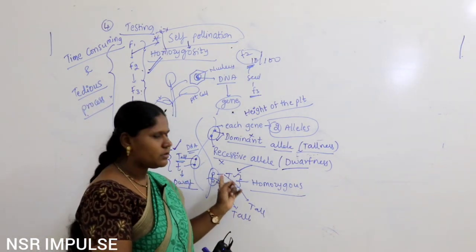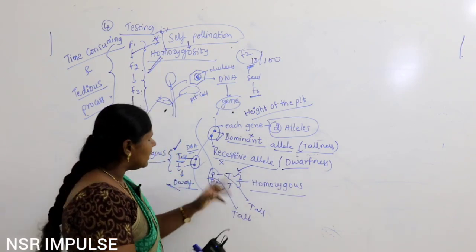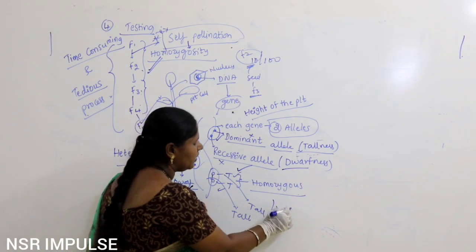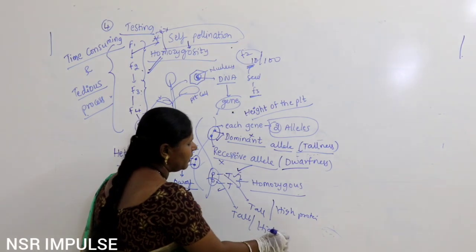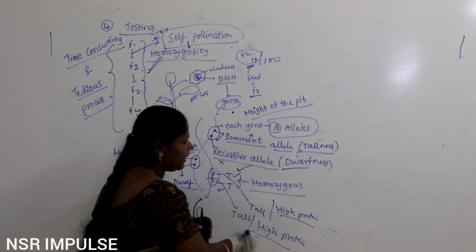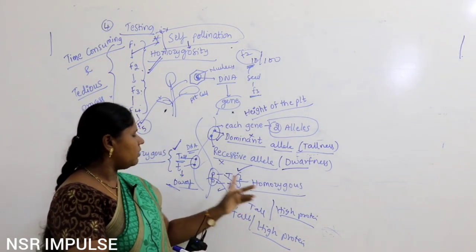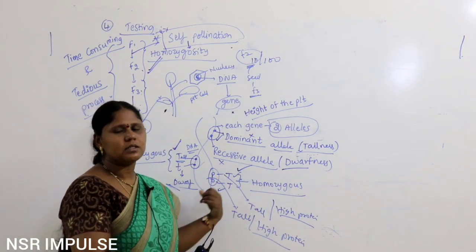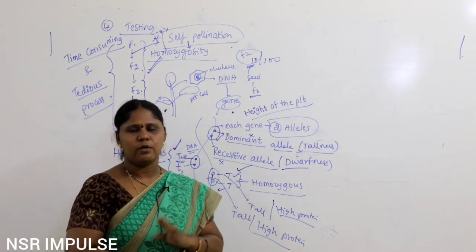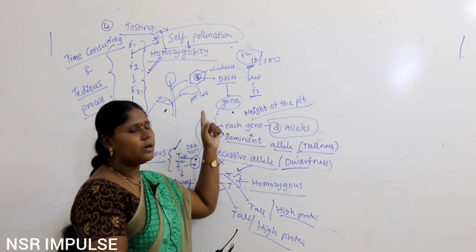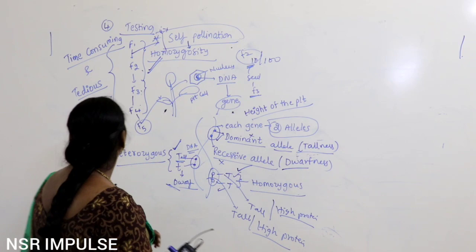If this allele expresses, the same plant will come. If this allele expresses, the same plant will come. If this allele expresses, we get high protein content, and this allele also gives high protein content. If one gene is responsible for one character, such as high protein content, it makes no difference which allele, both give high protein content. That is why we go for self-pollination until we reach homozygosity. Right.